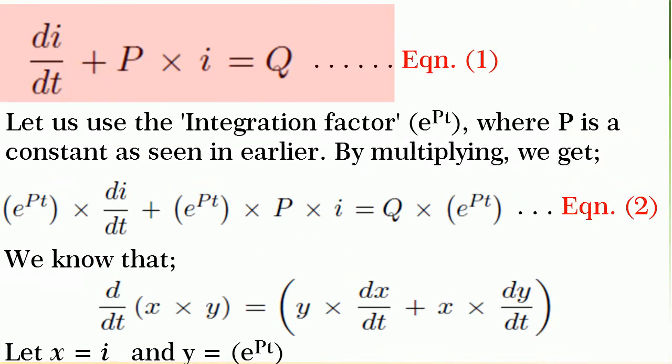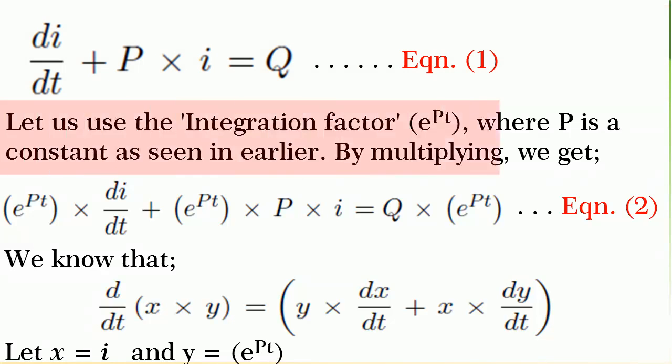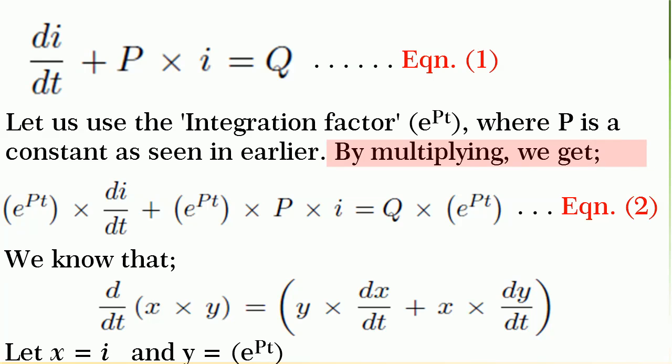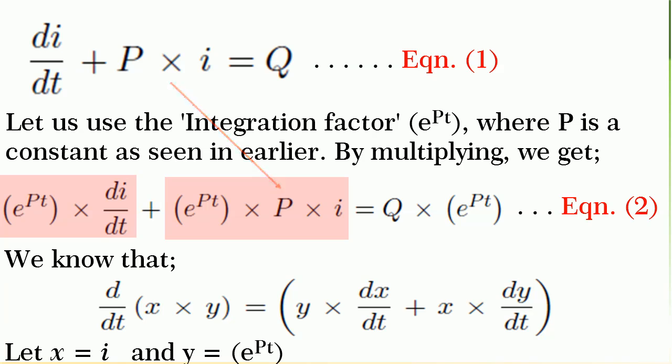Friends, you see that the first order ODE equation 1 is reproduced here for convenience. Let us use an integrating factor e to the power of pt, where p is the same constant as obtained earlier. By multiplying on both sides by an integrating factor e to the power of pt, we get e to the power of pt into di by dt plus e to the power of pt into p into I is equal to q into e to the power of pt. Let it be equation 2.